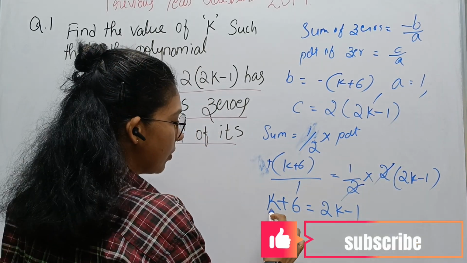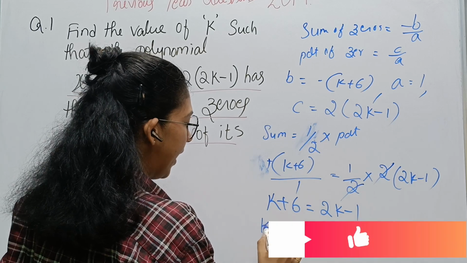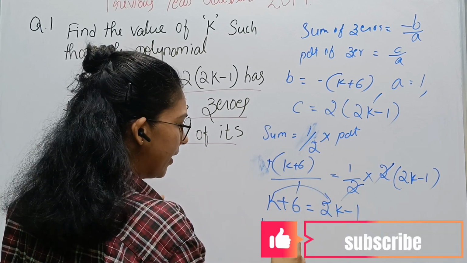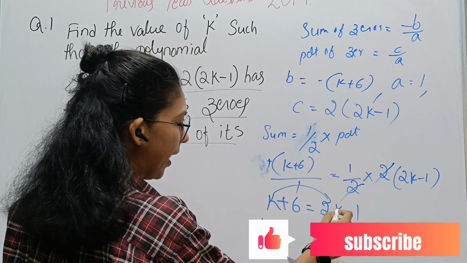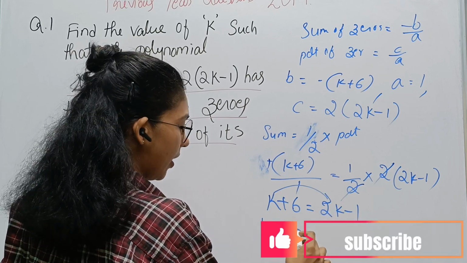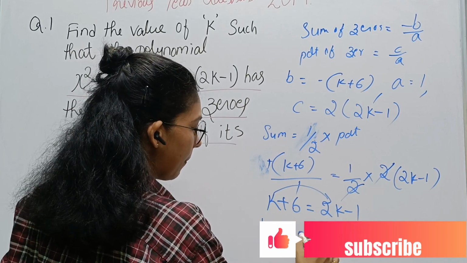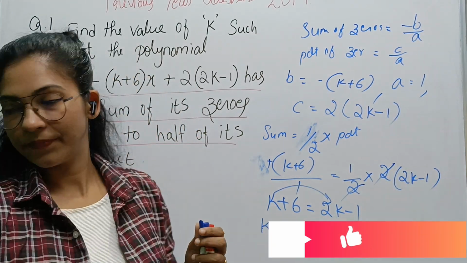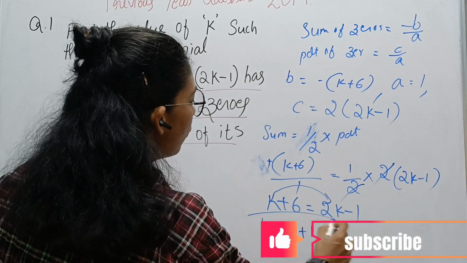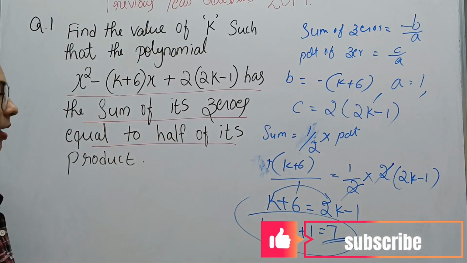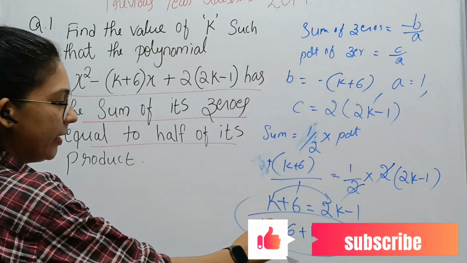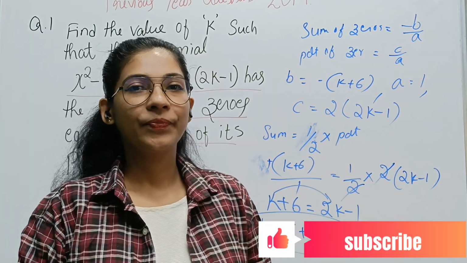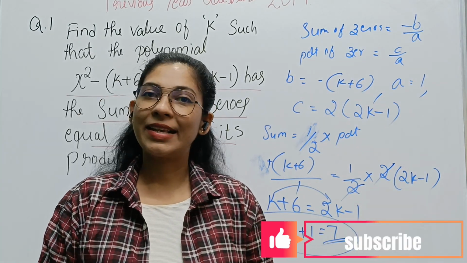So on transpose we get k, it becomes minus k here. So 2k minus k is k, equal to 6 plus 1, which is equal to 7. So the value of k in this polynomial is 7. So this is the answer. Now let's move on to the next question.